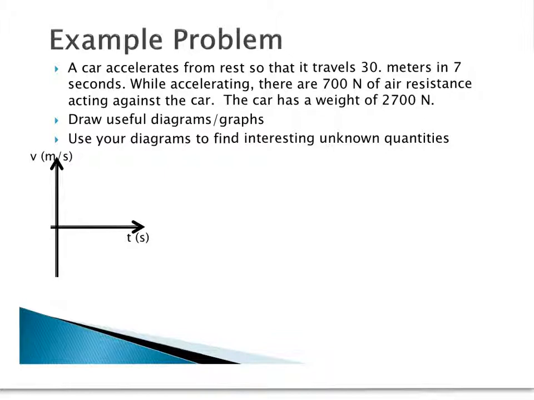In this problem, a car accelerates from rest so that it travels 30 meters in 7 seconds. While accelerating, there are 700 newtons of air resistance acting against the car. The car has a weight of 2,700 newtons. And the problem advises us to draw any useful diagrams or graphs and use these to find interesting unknown quantities.